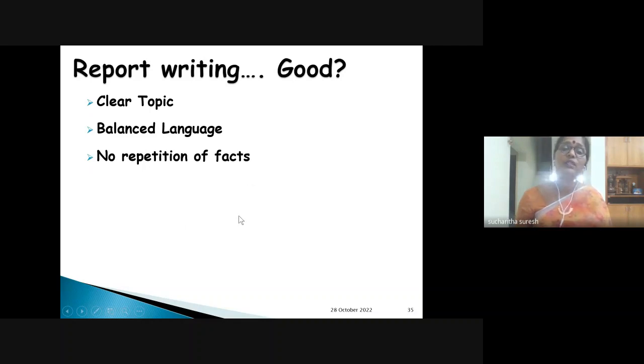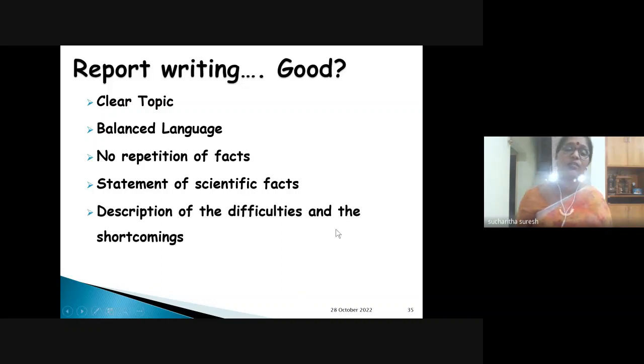So no repetition of the facts. Statement of the scientific facts only. Avoid slang words like maybe, can be and seems to be, and things like that. Such words have to be avoided. A description of the difficulties and shortcomings has to be given. You have to give the limitations of the study.